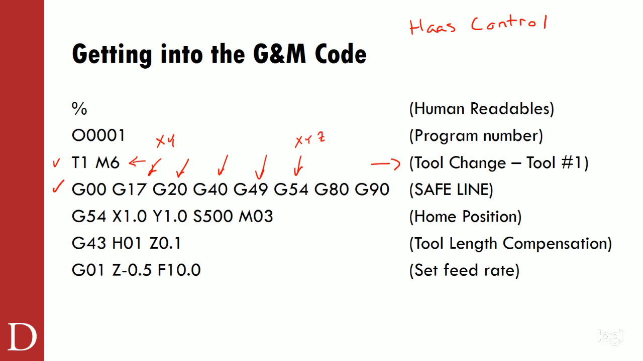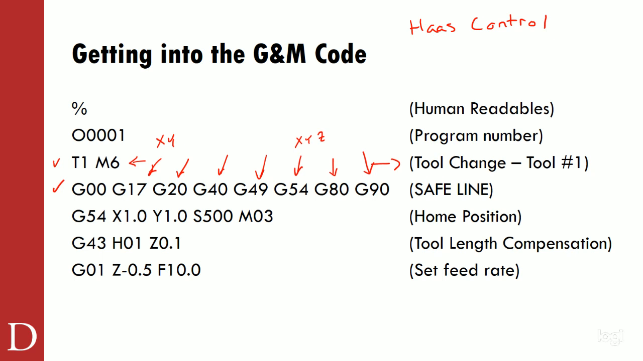G80 is going to be canned cycle cancel. So this is just canceling out some things that may have been called. We have some canned cycles like drilling cycles and things like that we can turn on. And they are modal in the fact that if we didn't know they were on, the machine would just start up with them on, but we want to make sure we're setting those to a known position. And then this will be absolute position, the G90.